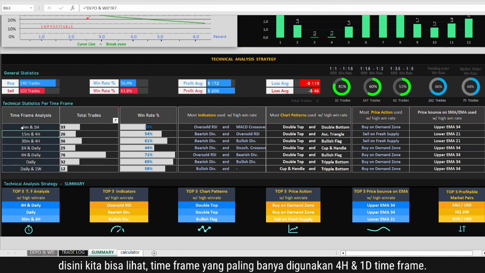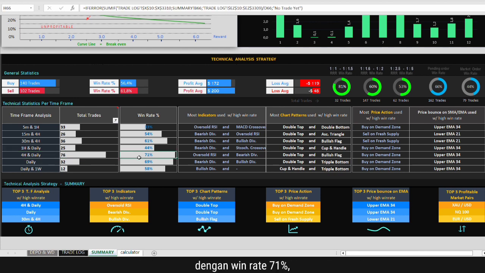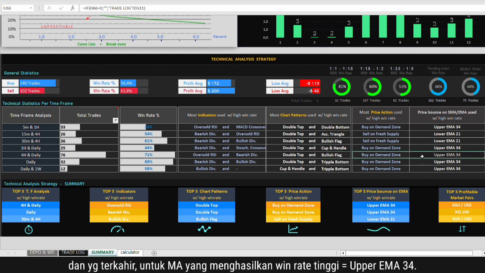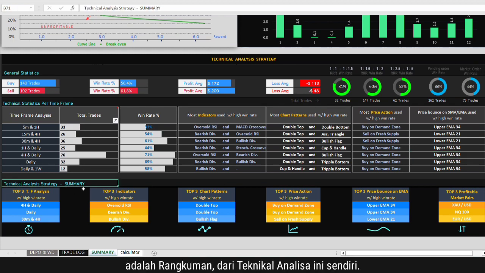Here we can see that the most used time frames are the 4-hour and daily time frames with a win rate of 71%, and the indicators that generate the highest win rates are oversold RSI and bearish divergence. The most used chart patterns with high win rates are double top and bullish flag, and for price action it is buy on demand zone, and the last, for the moving average with a high win rate, is the upper exponential moving average 34.